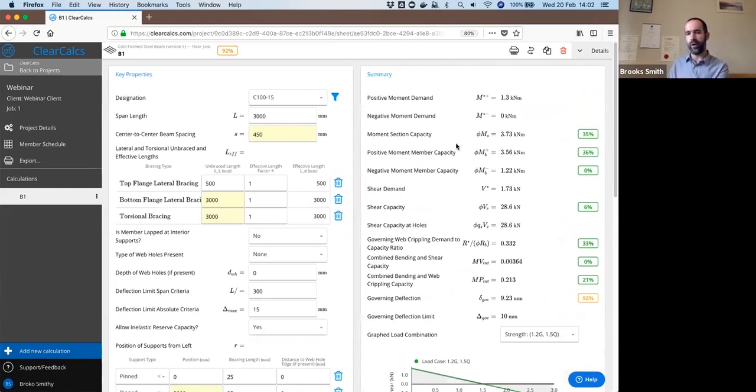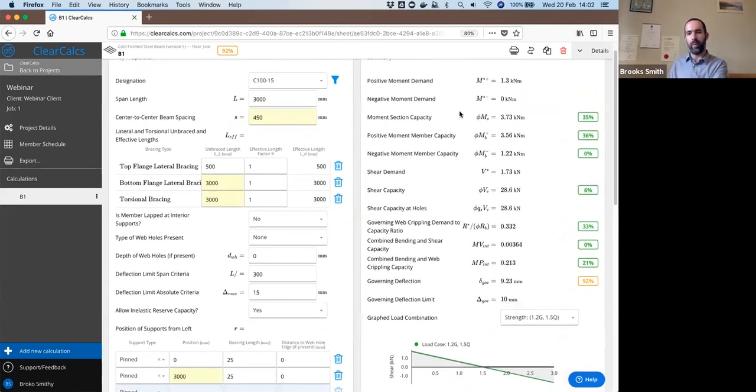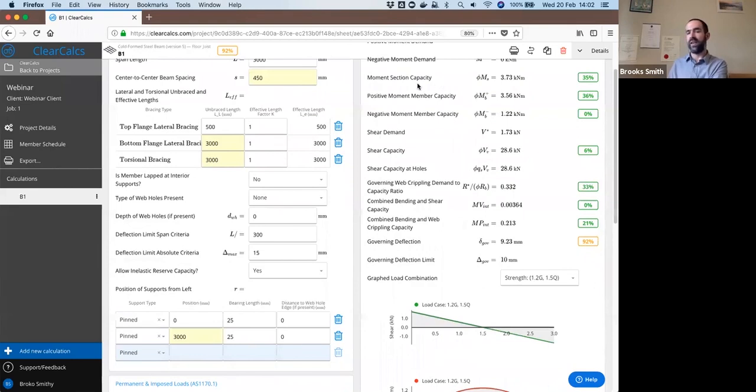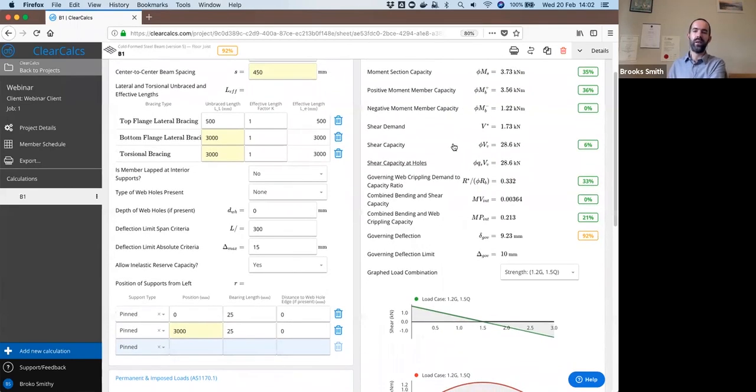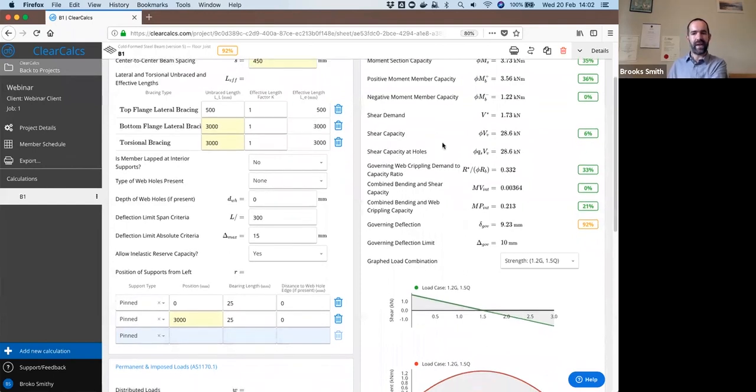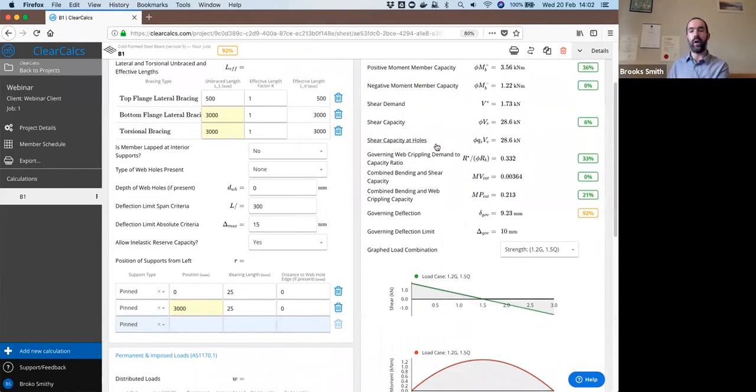So from that, we get our overall results here. Positive and negative moment demands and capacities with our section capacity and the member capacities. Shear demand and shear capacity. We are allowing you within our calculation here to include members with holes. I did not go through all the details of those calculations within this webinar, but you can include that in our calculation sheet here.